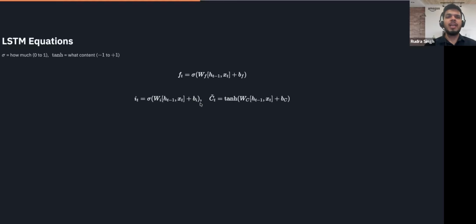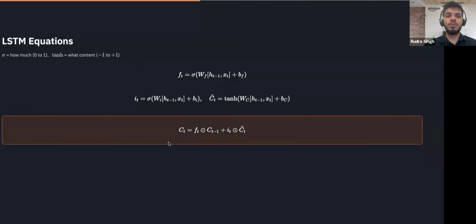The network learns entirely on its own what each gate should pay attention to, based purely on the training signal. Now comes the most important equation. C_t equals f_t times C_{t-1} plus i_t times C tilde. In plain English, you would say take what you decided to keep from old memory and add what you decided to write as new. The crucial thing is that it is addition, not multiplication. And that one difference is why LSTM solves the vanishing gradient problem, because gradient flows through addition without shrinking at each step, unlike what was happening in multiplication because of the chain multiplication rule.